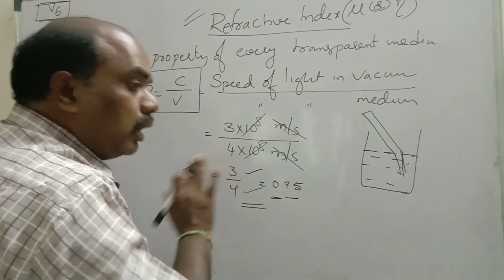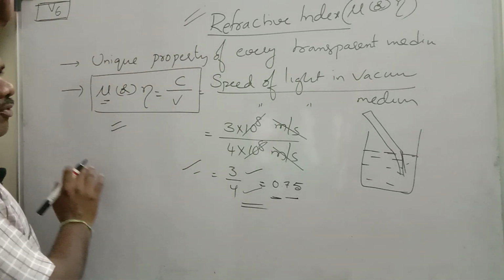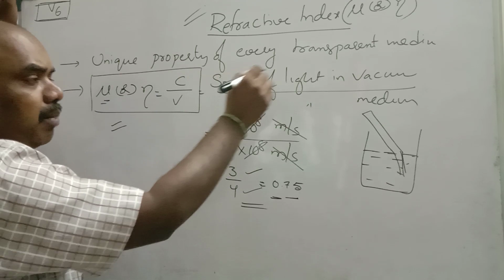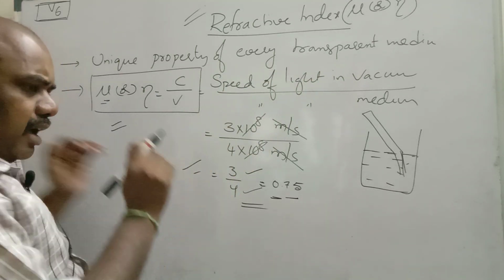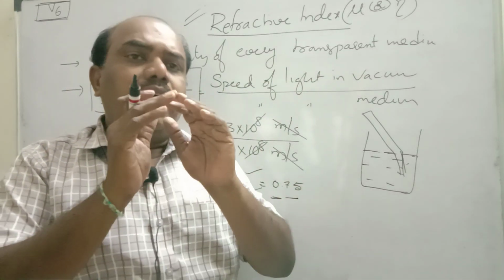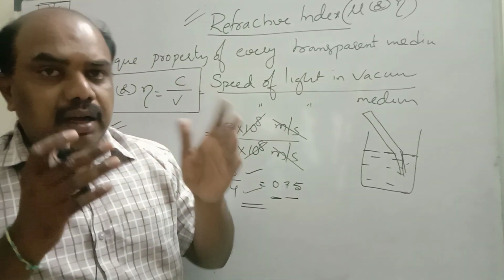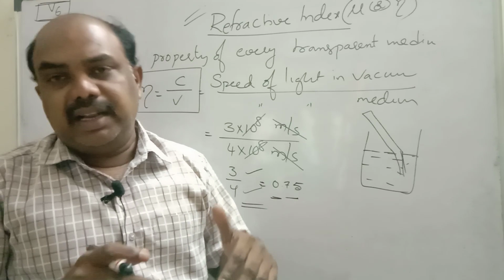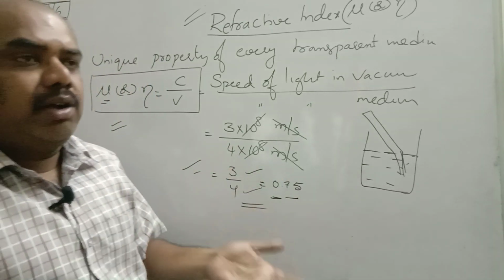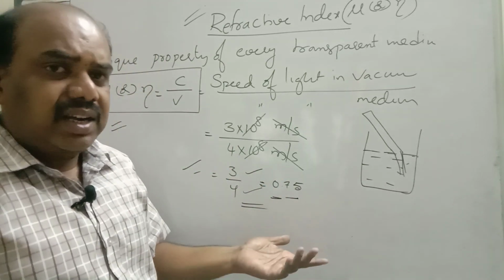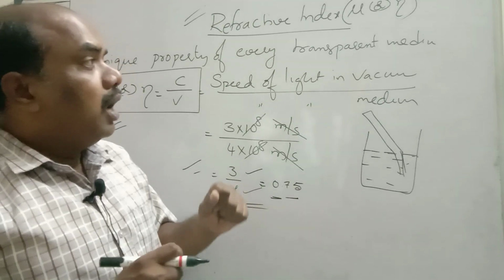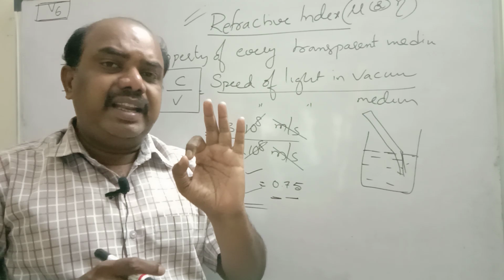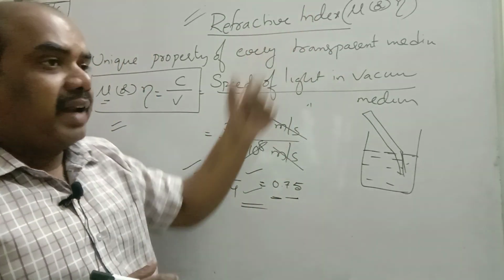Refractive index has no units. Once again, refractive index is denoted by mu or n. It is a unique property of every transparent material. It may be glass, oil paper, translucent paper, any transparent material, water, kerosene, petrol, diesel, these are all transparent materials. Coconut oil, vegetable oil, these are all transparent materials. Every transparent material has one unique property, that is the refractive index.